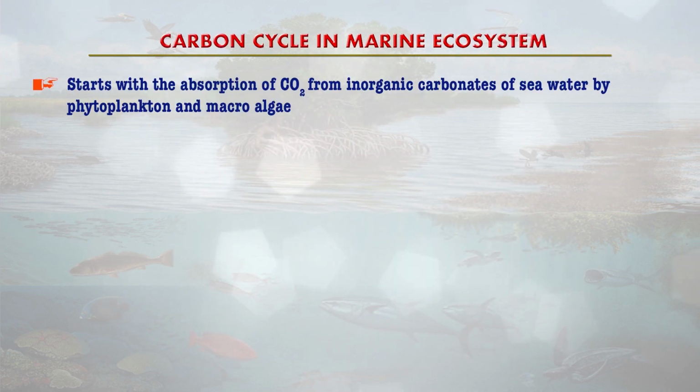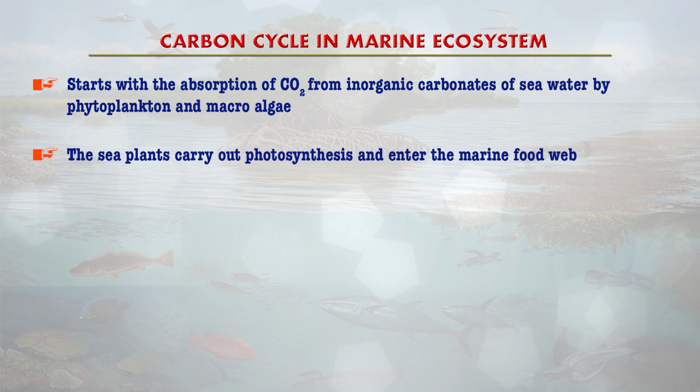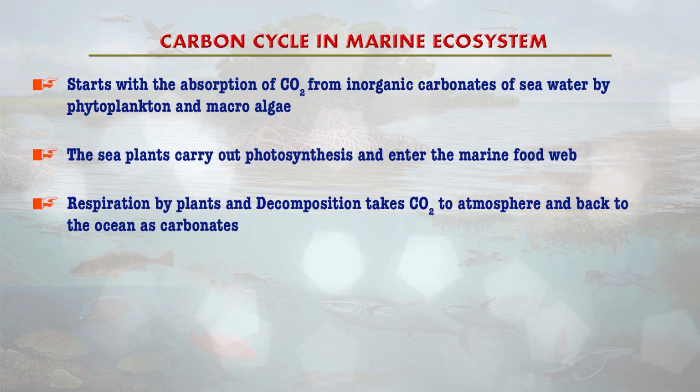In marine ecosystems, this carbon cycle starts with the absorption of carbon dioxide from inorganic carbonates of seawater by phytoplankton and macroalgae. The sea plants carry out photosynthesis and enter the marine food web. Respiration by plants and decomposition takes carbon dioxide to the atmosphere and back to the ocean as carbonates.